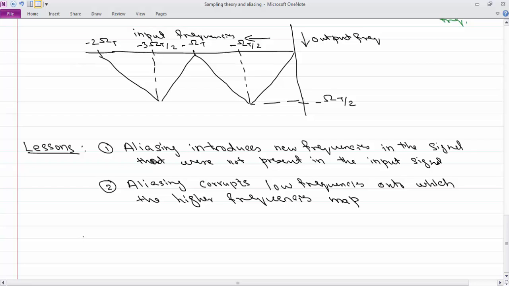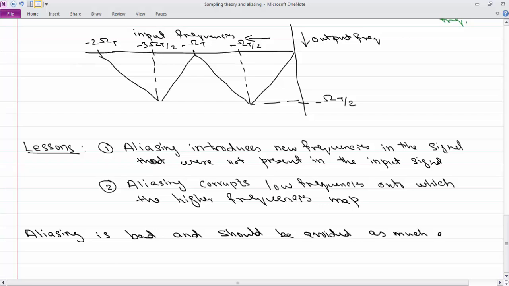So because of this, aliasing is a phenomenon that should be avoided as much as possible. So aliasing, the bottom line is, is bad and should be avoided. Now, of course, one way of avoiding aliasing is that you sample at a high enough rate. But many times that is not possible.